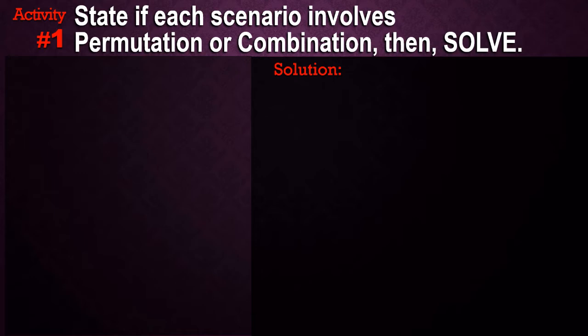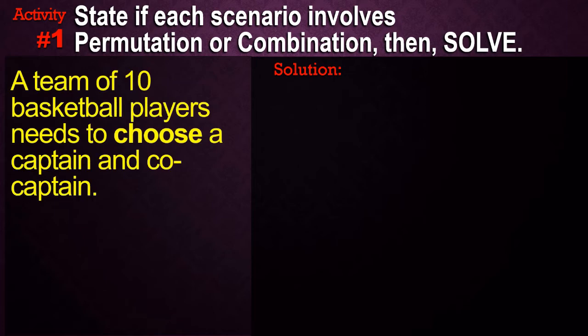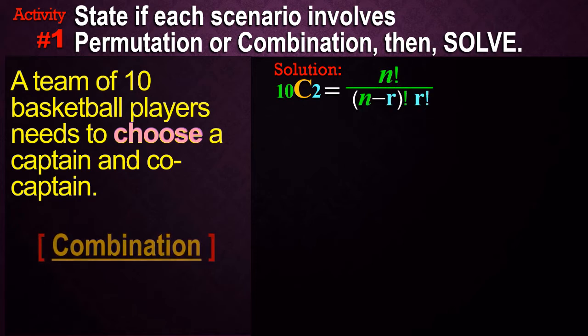Let's have another activity. We are going to state if each scenario involves permutation or combination, then we are going to solve the given problem. For the first problem, we have a team of 10 basketball players that needs to choose a captain and a co-captain. The scenario is a, yes, correct. It is a combination because the clue for the given problem is the word choose.